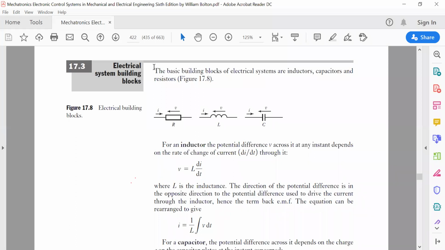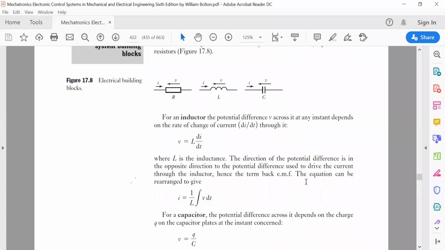Inductor, you must be remembering from your 10+2 class. For an inductor, V is the potential difference across it at any instant, and it depends on the rate of change of the current through it. V is equal to L di by dt. You must be remembering this relation from your 10+2 class, where L is the inductance. The direction of the potential difference is opposite to the potential difference used to drive the current, which is also known as back EMF. You must be remembering Faraday's law, right?